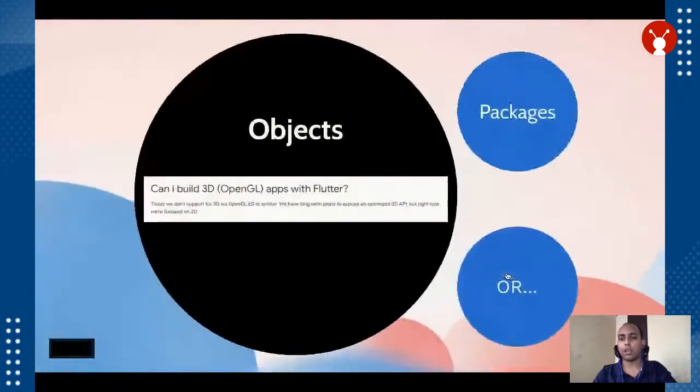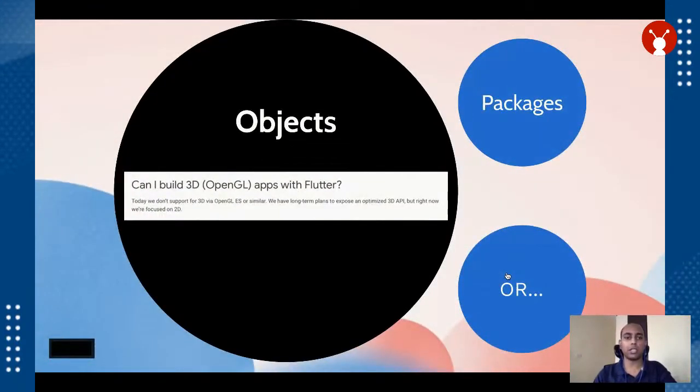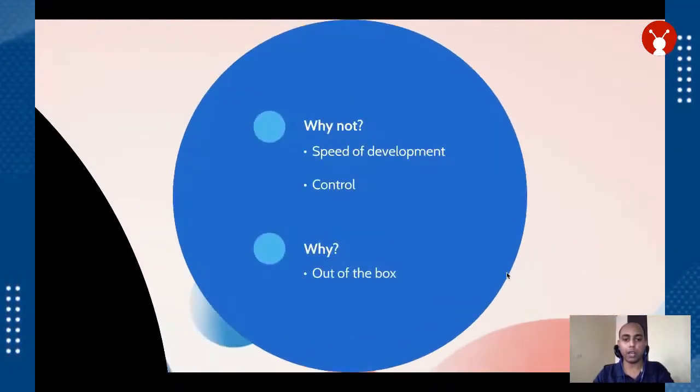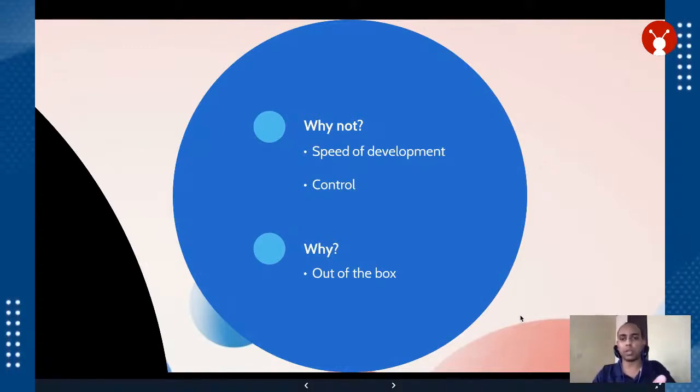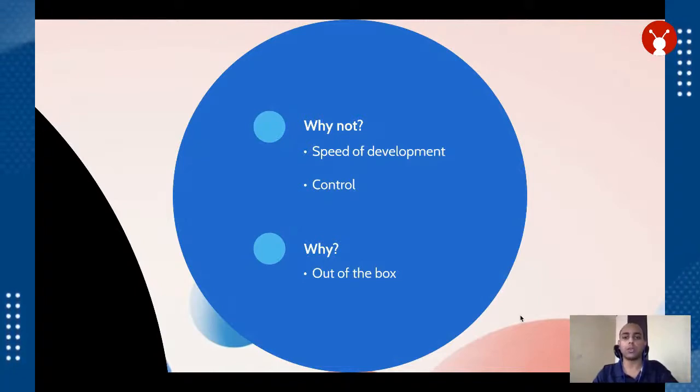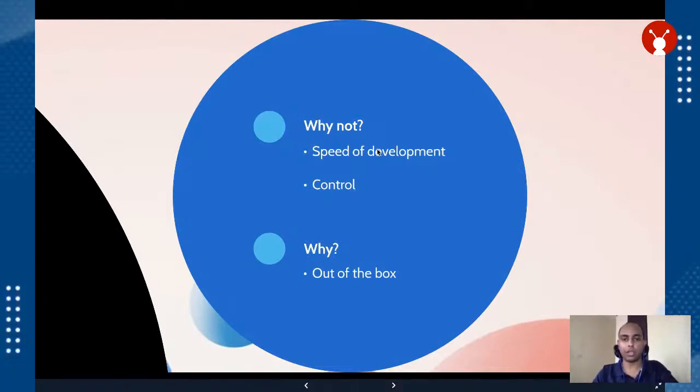And coming to the objects, now Flutter says that they don't expose any 3D optimized API. So how do we do this? You could obviously use a package. But I did not use a package because there are very few to none, and if you do find one that suits your need, your speed of development would be limited to the speed of development of the package. There is only as much you could do as the package allows. Also, control. If a package does something in one way and you want it another way, you cannot help it. So that's why I did not use a package.